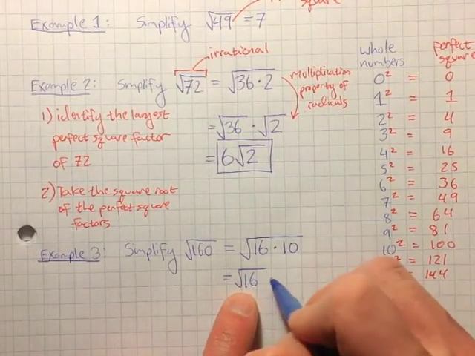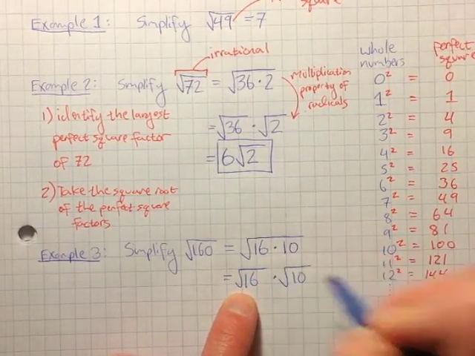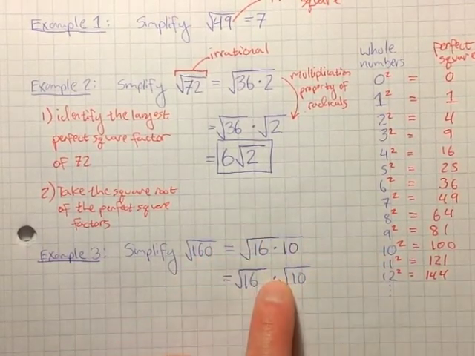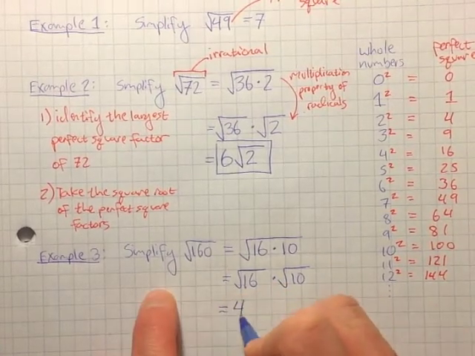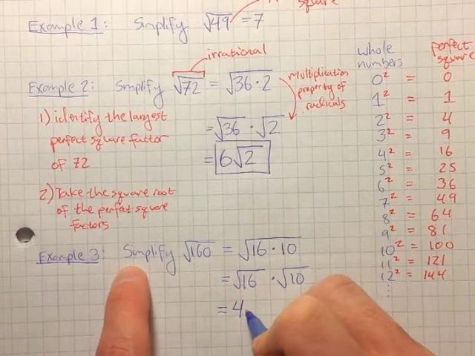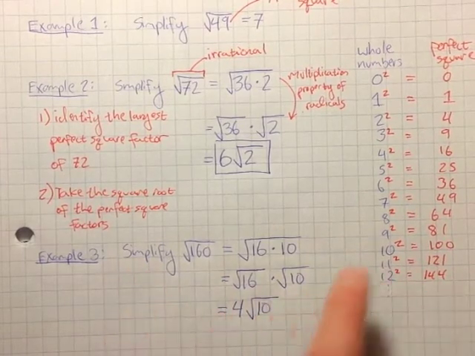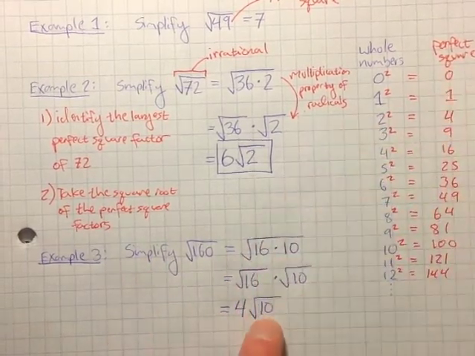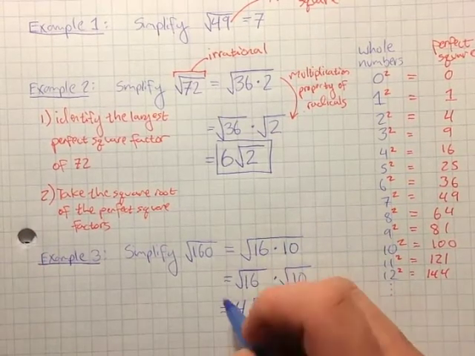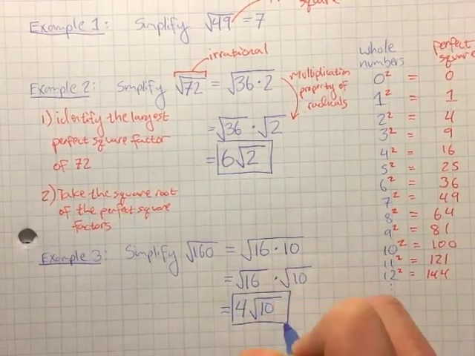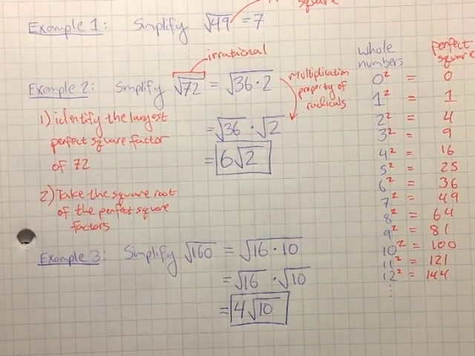Square root of 16 times the square root of 10. So we're breaking the square root up over the multiplication. Square root of 16 is just 4. Square root of 10, we're going to leave it the way it is, because 10 is not a perfect square, nor does it have any perfect square factors left inside of it. So that is done. That is it. We have successfully simplified that as much as we can.